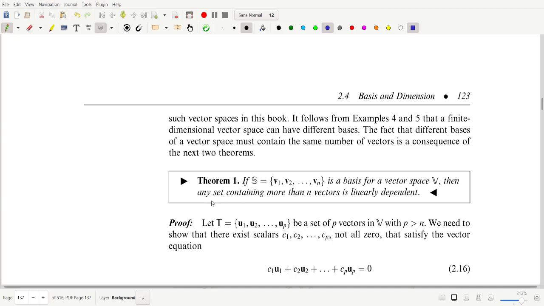Hi all, in the last class we discussed theorem 1. If S is equal to the set of all V1, V2, etc., Vn is a basis for a vector space V, then any set containing more than n vectors is linearly dependent. That means if a basis contains a certain number of elements, then we can never expect a linearly independent set with more elements than that. Any set with more elements than this set will be linearly dependent. This is what we discussed in the last class.